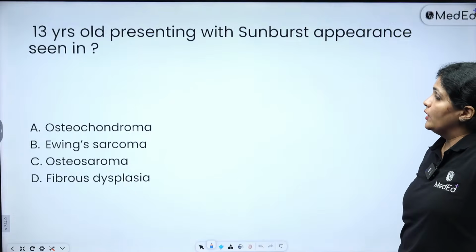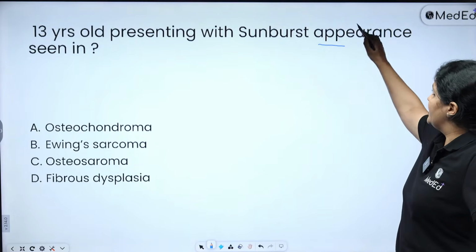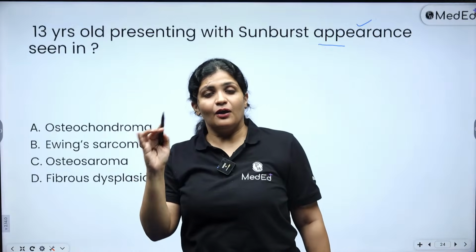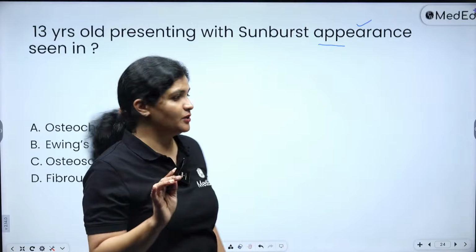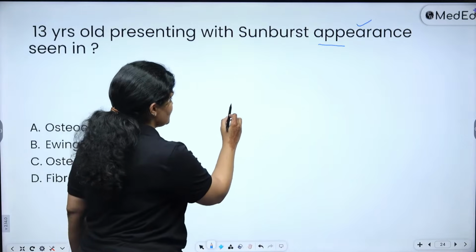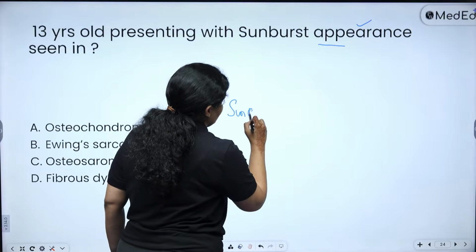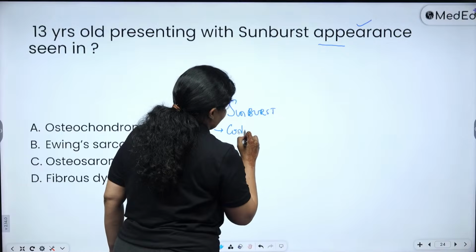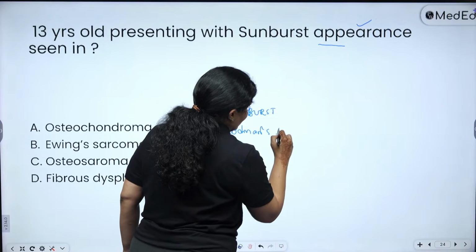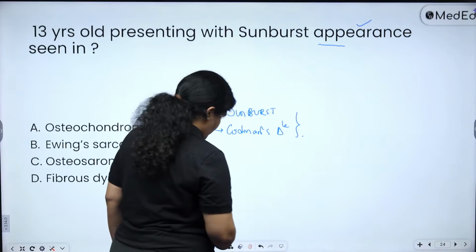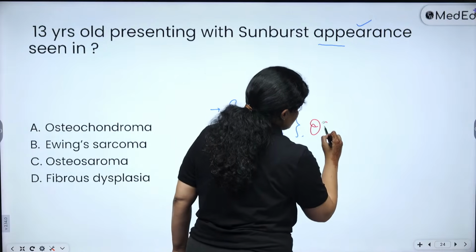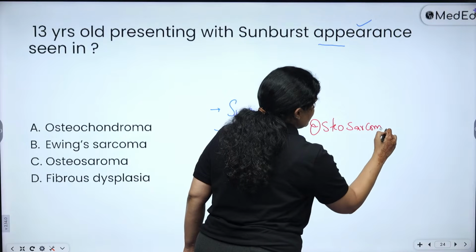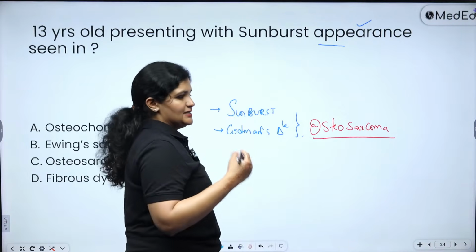A 13-year-old presenting with the sunburst appearance. This is a very straightforward question, and I know everybody appearing for this exam will answer it correctly even with closed eyes. So, what is a sunburst appearance? Codman's triangle. These are very important things. Sunburst appearance and Codman's triangle are very commonly seen in one important condition, that is osteosarcoma.